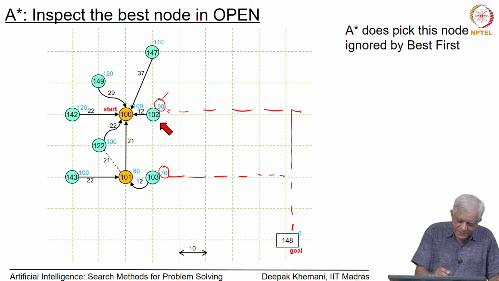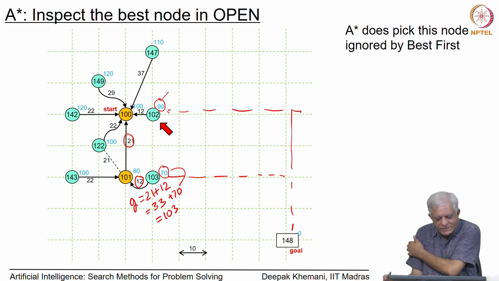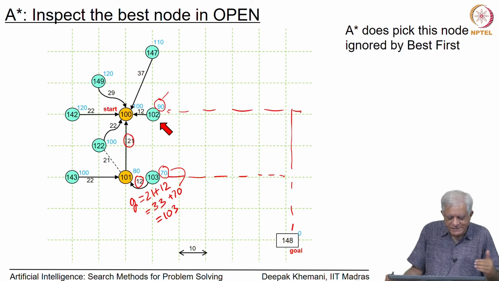The actual cost of reaching this, the g value, is 21 plus 12, which are these 2 h costs, is equal to 33. So, 33 plus 70 is equal to 103. So, the estimated cost of going through this node is 103, even though its heuristic value is less than the one that A star is preferring, whose heuristic distance is 90, but it knows that its g value is only 12, and therefore, the total estimated cost is 90 plus 12, which is 102.